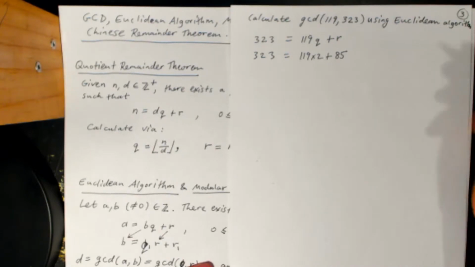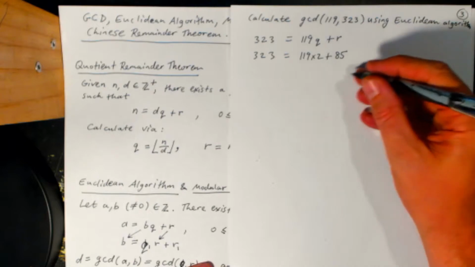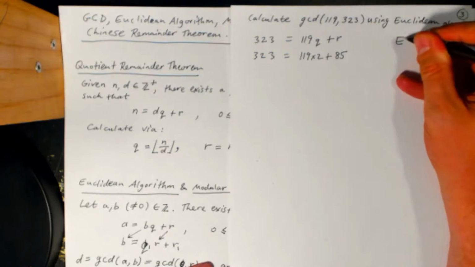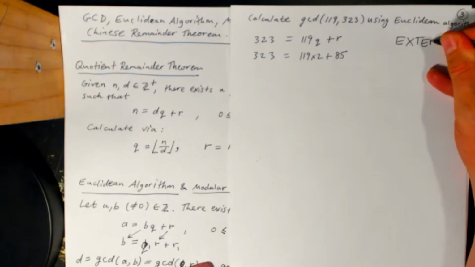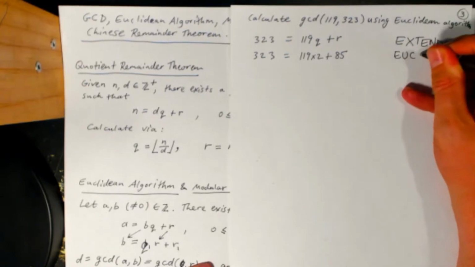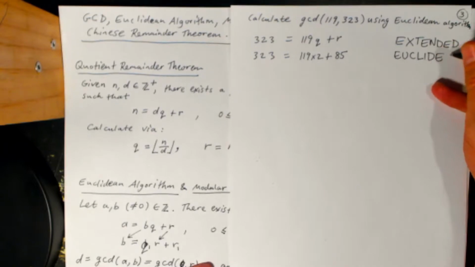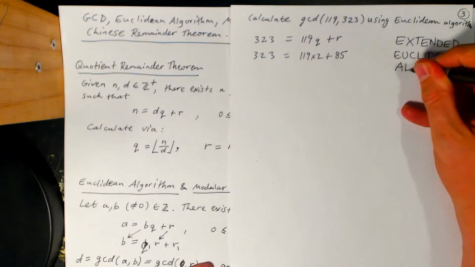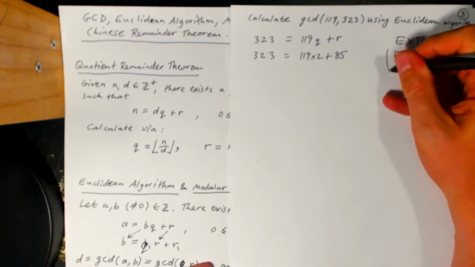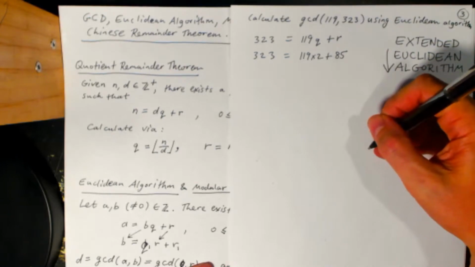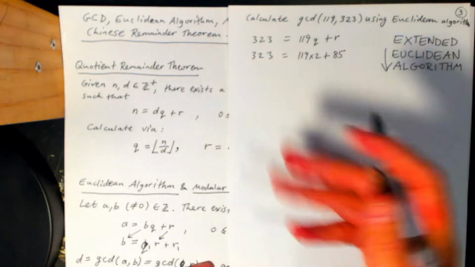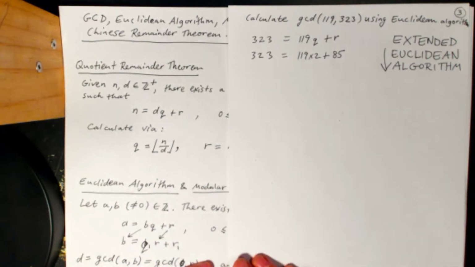Okay, so now that we have that, what we want to do is a calculation on the side, which is the extended part. Okay, so I'm just going to write extended Euclidean algorithm below on this side, on the right hand side. And I'll leave a lot of space over here so things don't get too confusing.